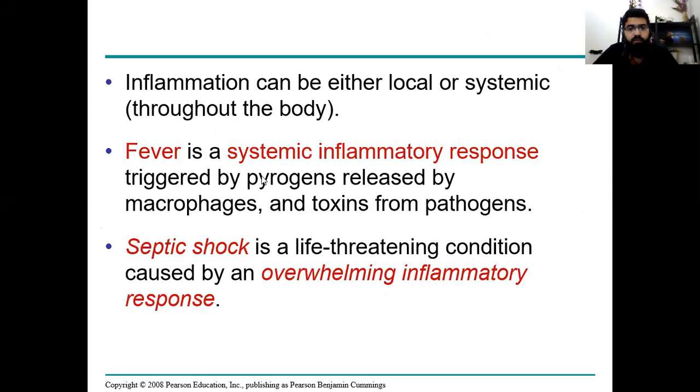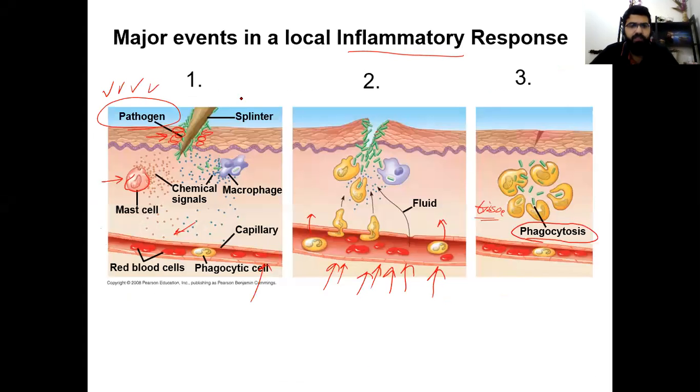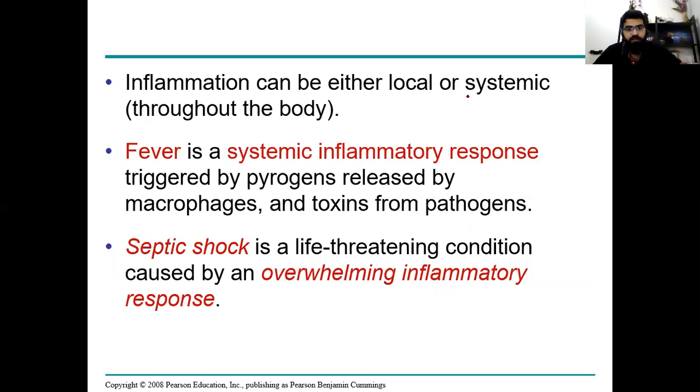Inflammation can be either local or systemic. Look, in this case the inflammation is only in the injury area, so it's local. Sometimes the body does systemic. This one in the picture we called local because it is only in the injury place. If the inflammatory response occurs in all the body, this is called systemic inflammation. Example, fever. Fever is a systemic inflammation.